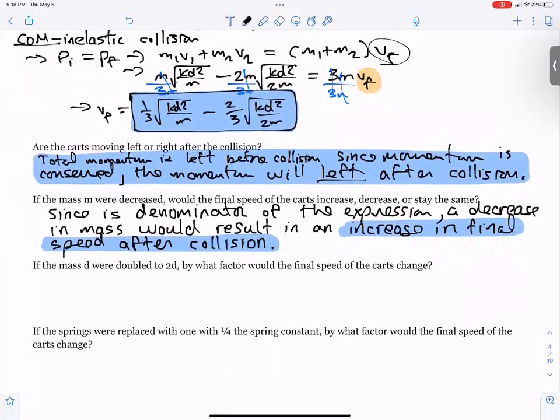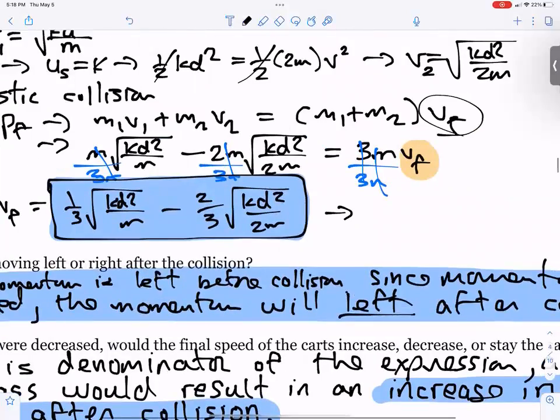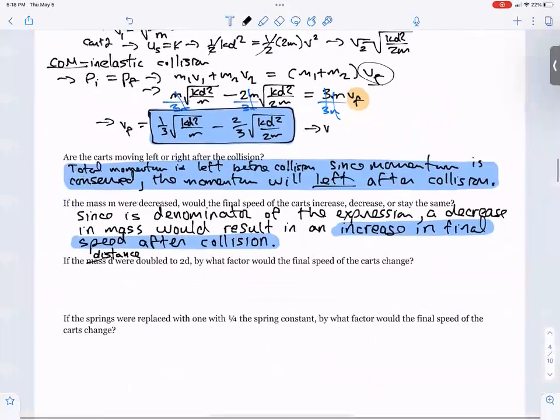No, this is a typo here. If mass d were doubled to 2d, no, it's distance. Distance, little typo there. If distance d were doubled, by what factor would the carts change? We'll look at the expressions here. Look at the expressions. You could pull out a distance for each one. Remember, you could rewrite this expression. In fact, I'll rewrite it down here.